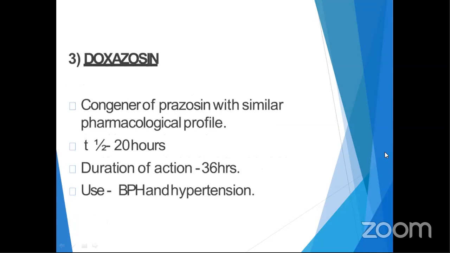Another drug is doxazosin. It's a congener of prazosin, with a similar pharmacological profile. Again, the half-life is much higher, so we can give it once daily. That gives much better patient compliance. We use it in cases of BPH and hypertension.